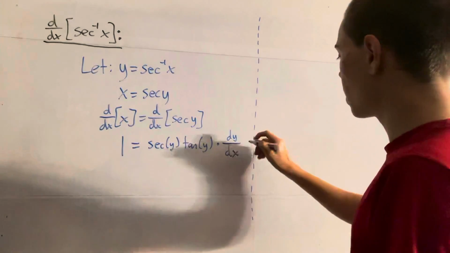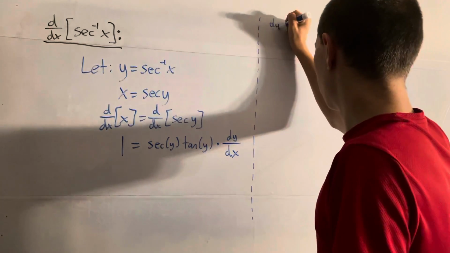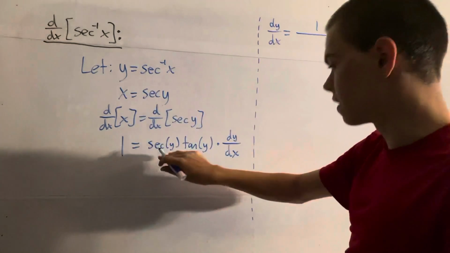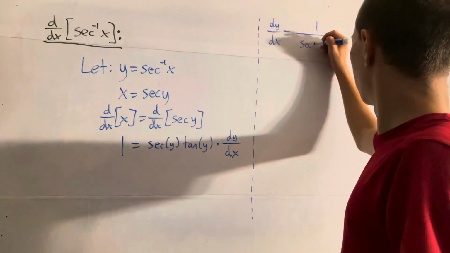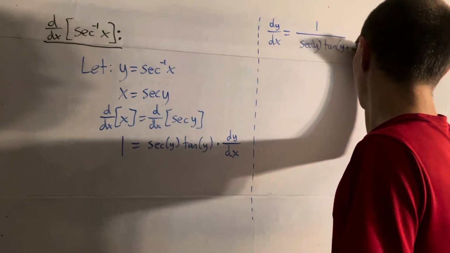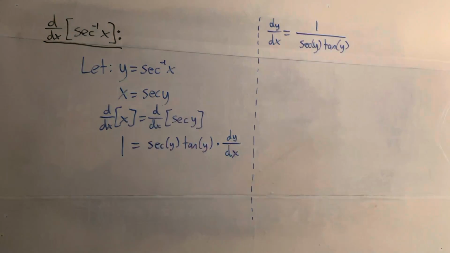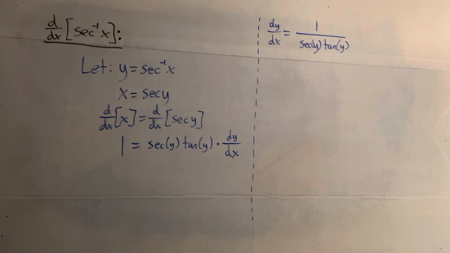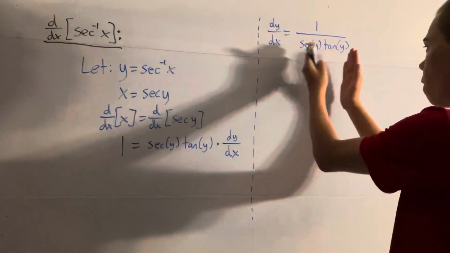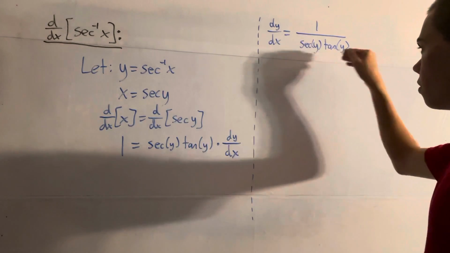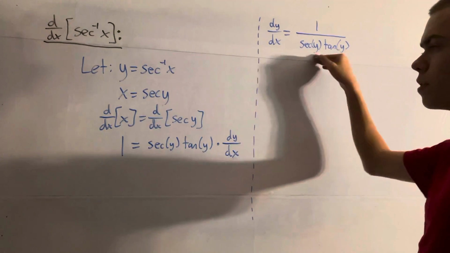Solving for dy over dx, dy over dx will just equal 1 over the secant of y times the tangent of y. So this is what we get for dy over dx. Now, how do we go further with this? Well, this is given in terms of y. All we have to do is rewrite what y is in terms of x.